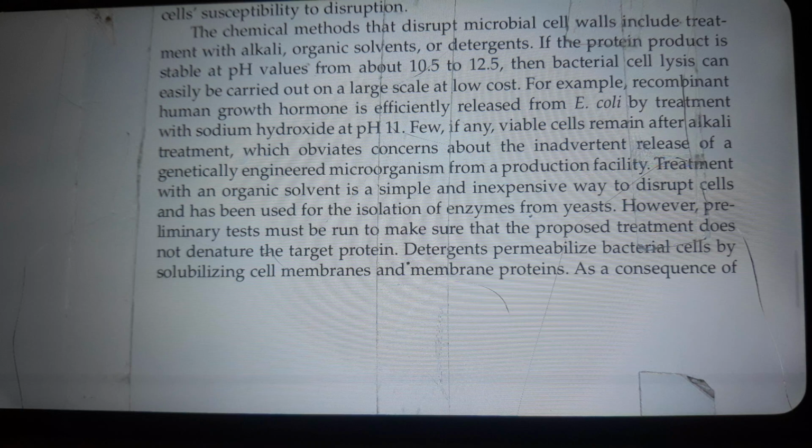Treatment with an organic solvent is a simple and inexpensive way to disrupt cells and has been used for the isolation of enzymes from yeast. However, preliminary tests must be run to make sure that the proposed treatment does not denature the target protein.